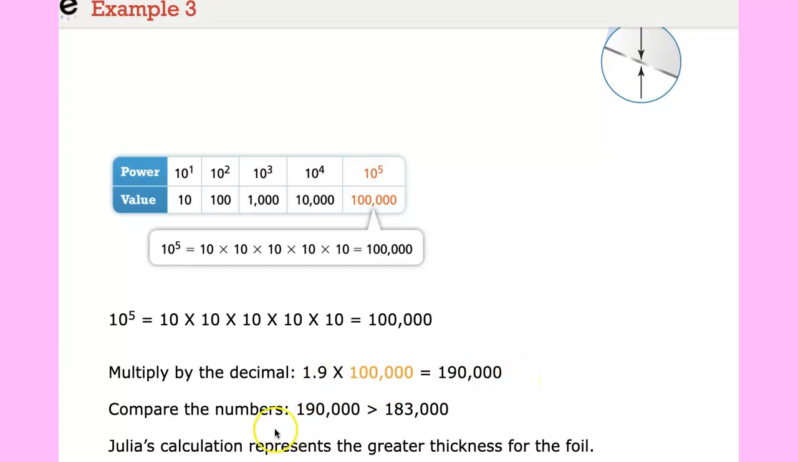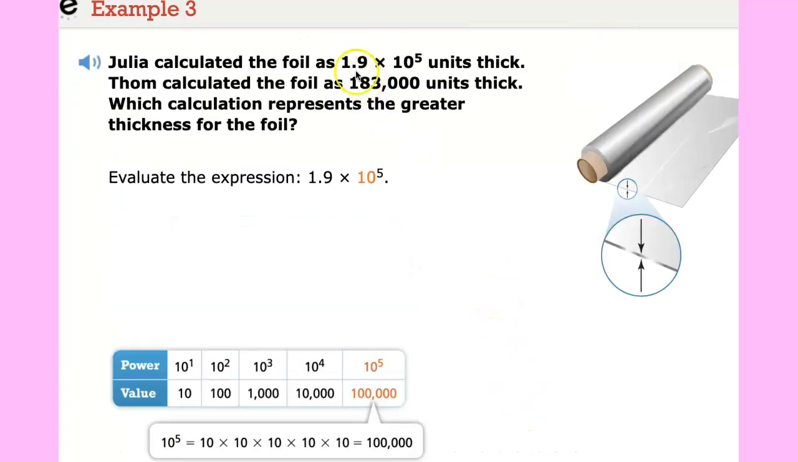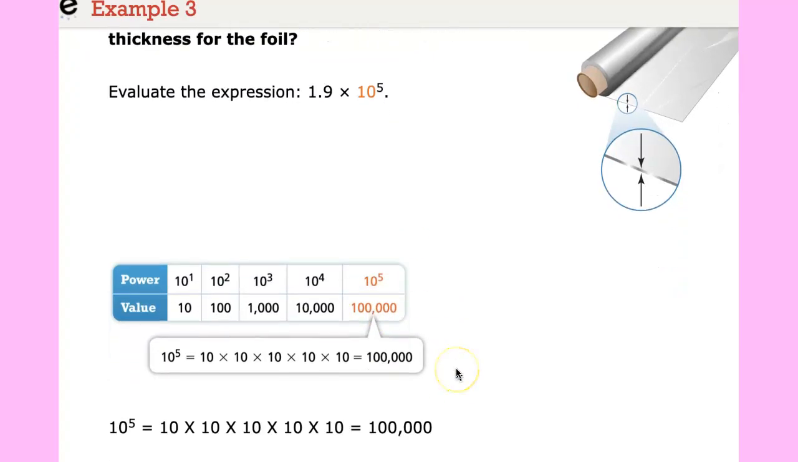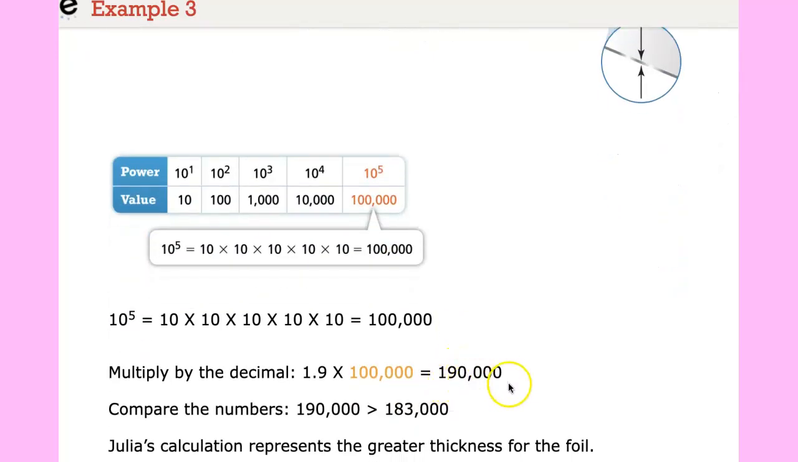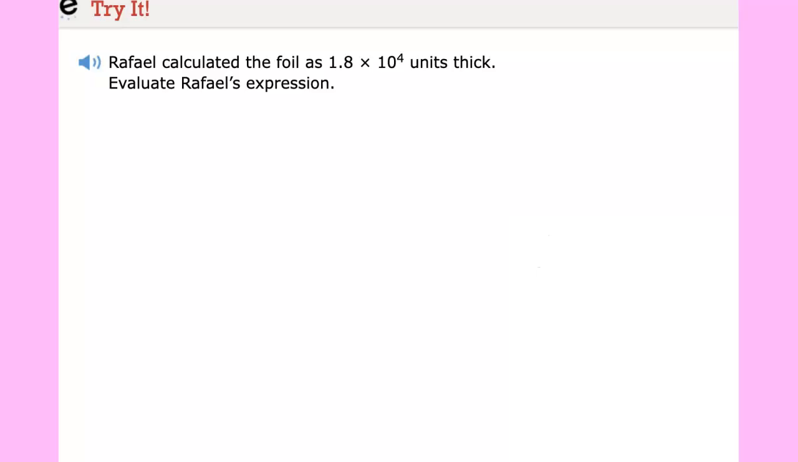So therefore, to compare those two numbers, even though it is in this form, we know that 1.9 times 10 to the power of 5, because 10 to the power of 5 is 100,000, becomes 190,000. So therefore, 190,000 is greater than 183,000. There you go. I want you to try this on your own. Raphael calculated the foil as 1.8 times 10 to the power of 4 units thick. Evaluate Raphael's expression. I'll give you a minute, pause this video, and we're going to answer it together.